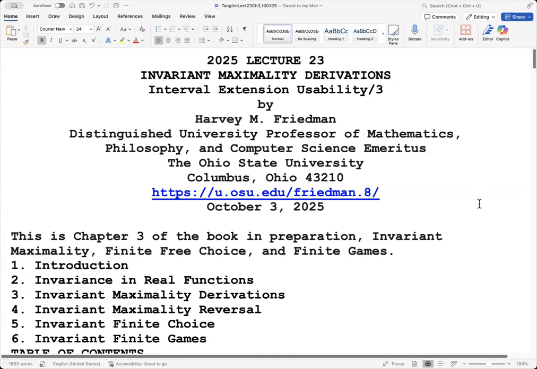It took me a long time to sort out what I could and could not do with interval extension usabilities. It's now stabilized pretty well. It's the last lecture I want to give on this. I want to move on to finite choice, invariant finite choice, and explicitly Pi zero one sentences, and get into that.